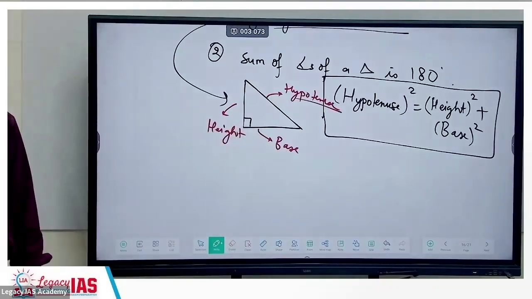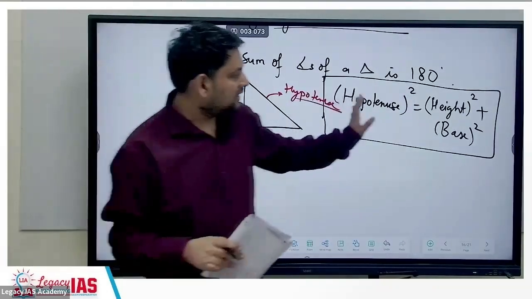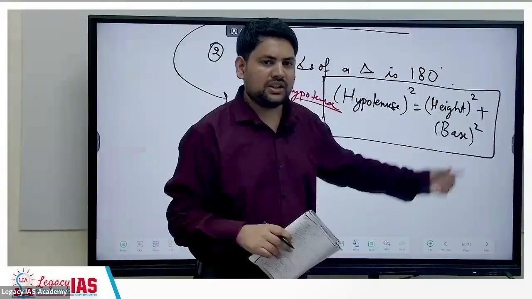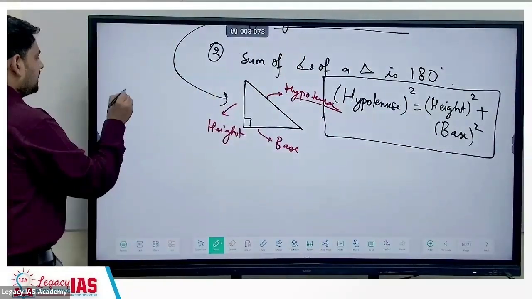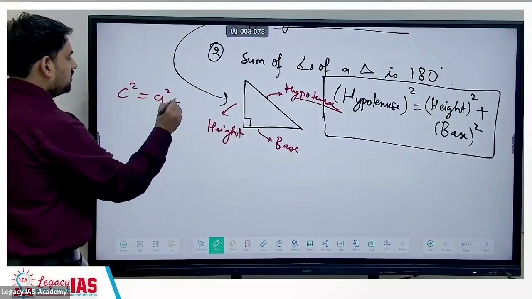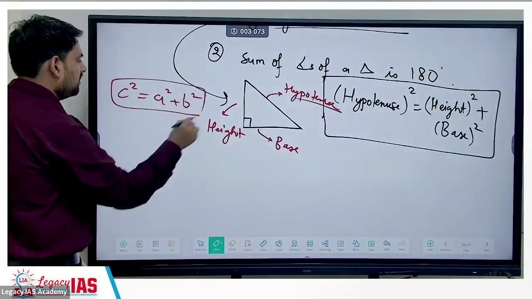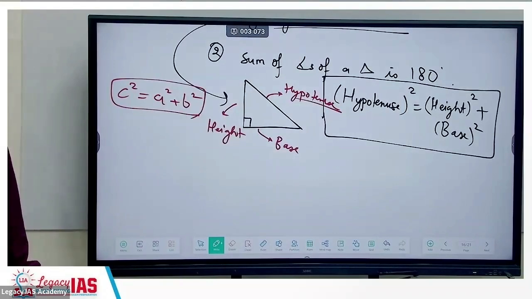Understood? So learn it like this only. Hypotenuse square is equal to height square plus base square. You might have seen it written like this when you were kids: c square is equal to a square plus b square, or a square plus b square is equal to c square.